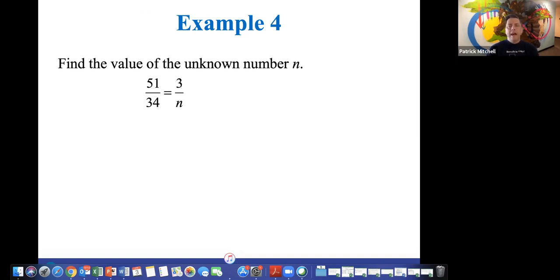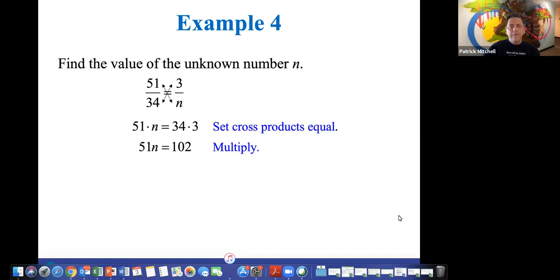All right, so we can use that to solve for an unknown quantity in a proportion. In this problem, they want me to find the value of the unknown number n. So remember from chapter 4 on fractions that one way to tell whether or not two fractions are equivalent is to cross multiply. So that's how we're going to do this. We're going to do 51 times n, and that's going to equal 34 times 3.